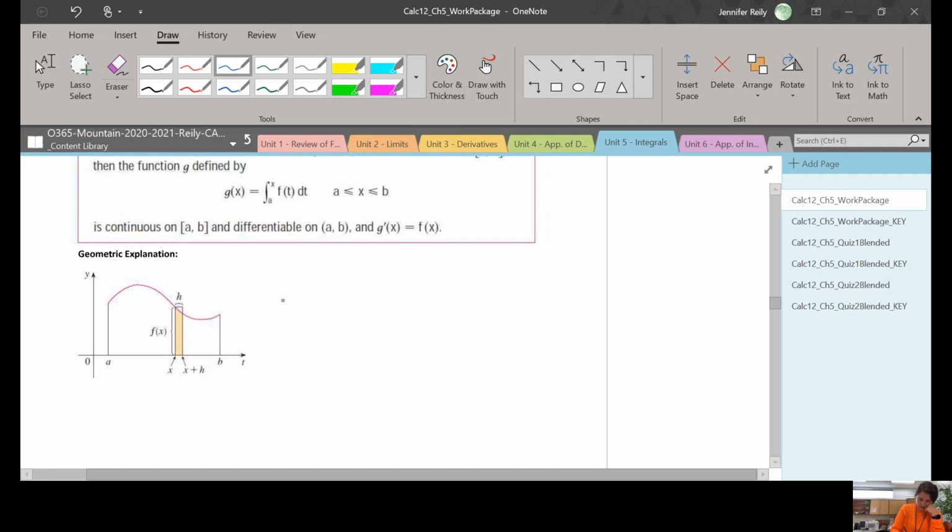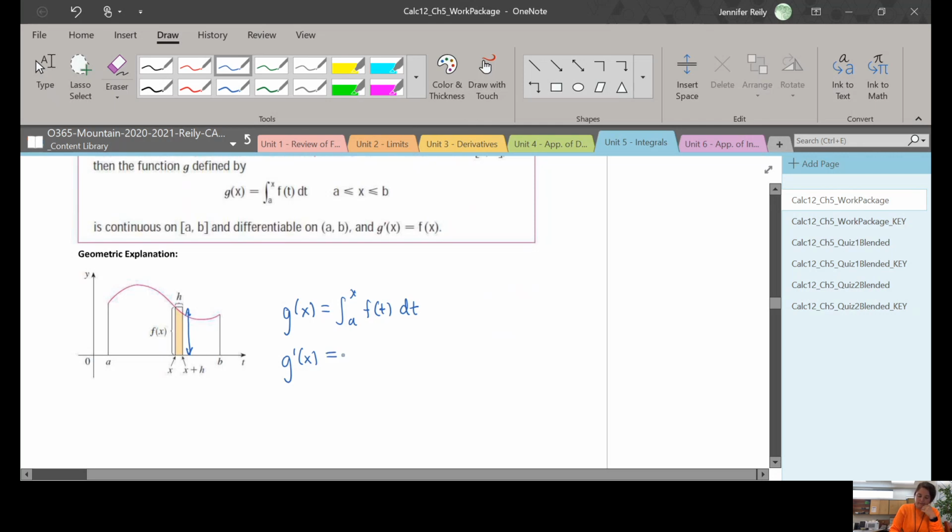So if g of x would be the area from a to x of f of t dt, if you think about g prime of x, it's like how g of x is changing with time, the instantaneous rate of change. So if you added a little bit on, the way the area would be changing is by the height of the function, right? So the higher the function, the more the area would change.